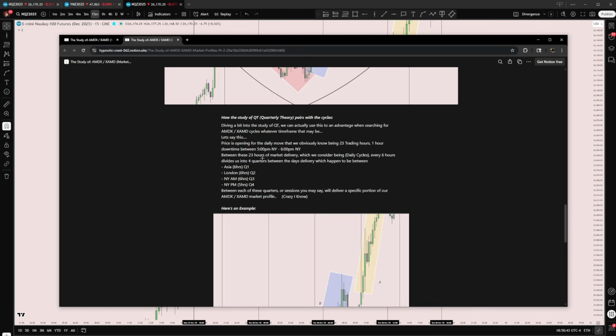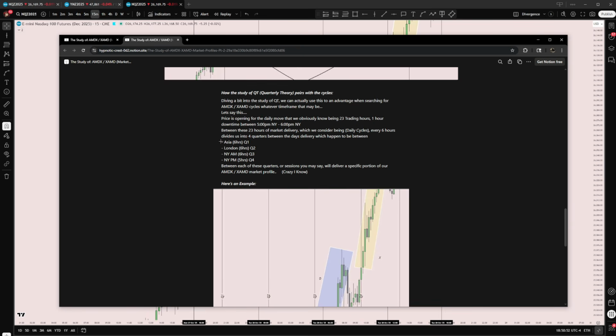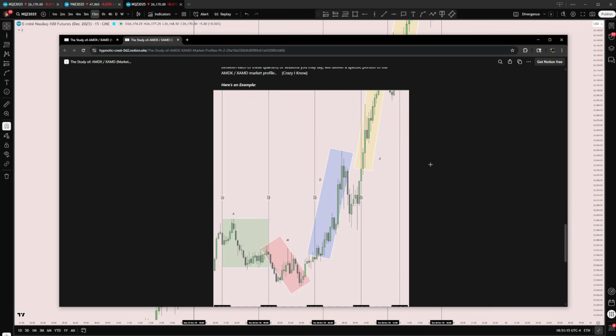Every 6 hours in the day divides us into 4 quarters between the day, delivering, which will happen to be different sessions. Okay, we have our 4 different sessions: our Asia, which is our 6-hour Q1, London 6-hour Q2, New York AM 6 hours Q3, and then New York PM 5 hours Q4. As we know, there's 23 hours, not 24 hours. Each of these quarters, or sessions you may say, will deliver a specific portion of our AMDX XAMD market profile.